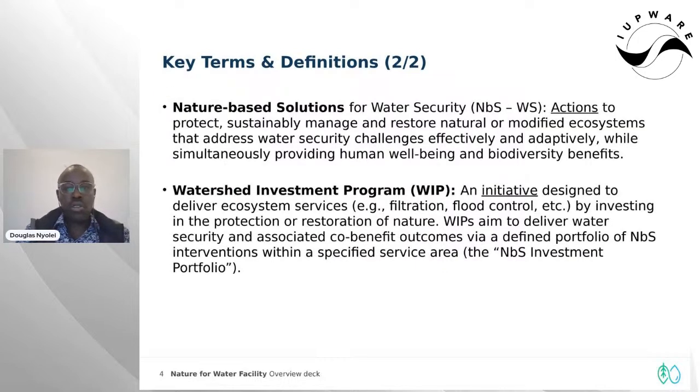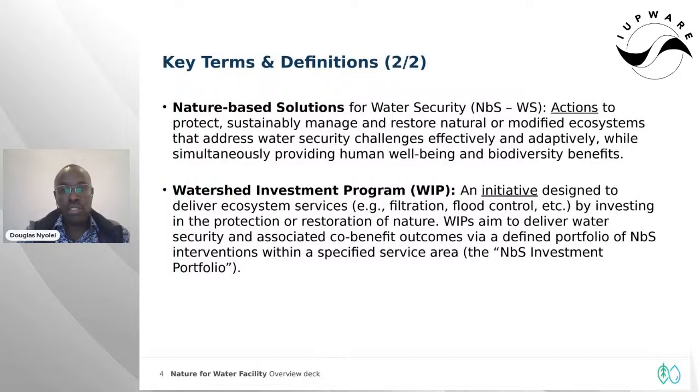Some other definitions that I would like people to take note of, because I'll be using them from time to time in this presentation, are nature-based solutions, which I would define in simple terms as solving nature's problems using nature. In other words, rather than come up with gray infrastructure to solve water problems, we can come up with green infrastructure, using the environment itself to solve these problems.